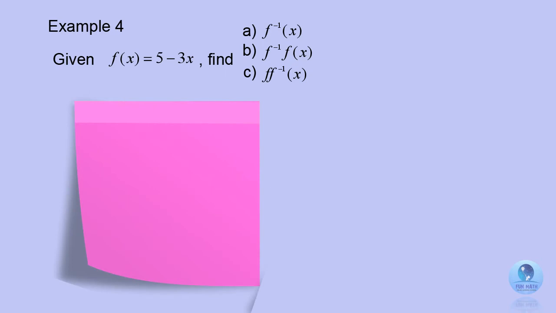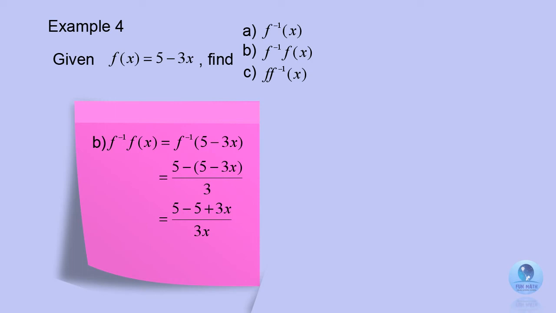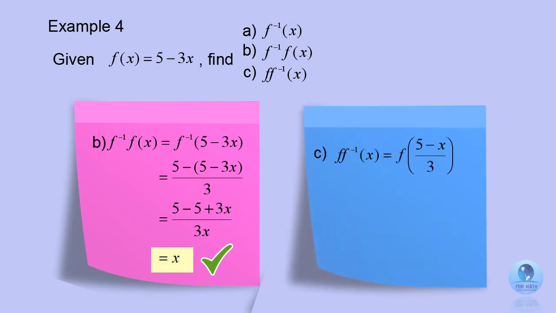Question B. f inverse of f of x equals f inverse of (5 minus 3x). So substitute 5 minus 3x into the inverse function of f and you should get your final answer x. Question C. f of f inverse of x equals f of (5 minus x) divided by 3. So substitute (5 minus x) divided by 3 into the function f of x and you should get the final answer x.